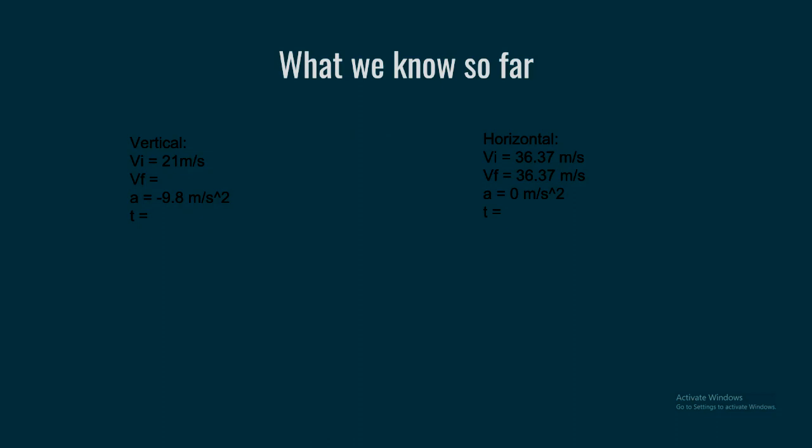So these are the things we know so far. We know that the vertical initial velocity is 21 meters a second. We don't know the vertical final velocity. We know that the acceleration for the vertical is negative 9.8 meters a second squared. We know that both the initial and final velocity for the horizontal are going to be the same because it doesn't change, doesn't have any sort of acceleration. So it's going to be 36.37 meters a second all the way.